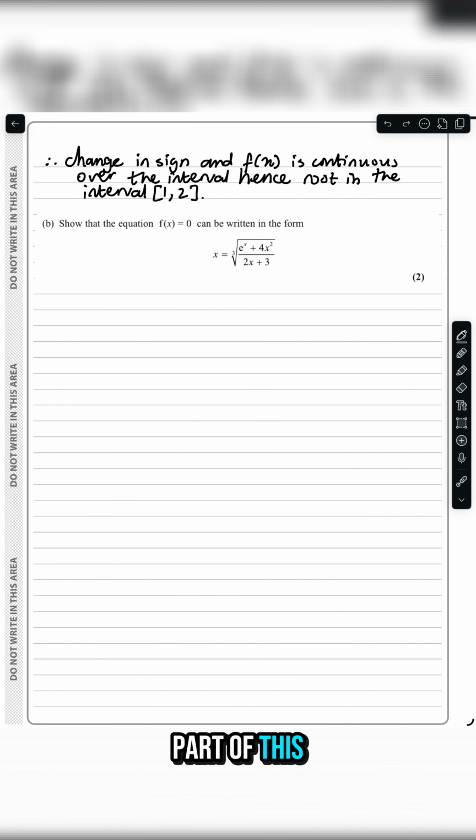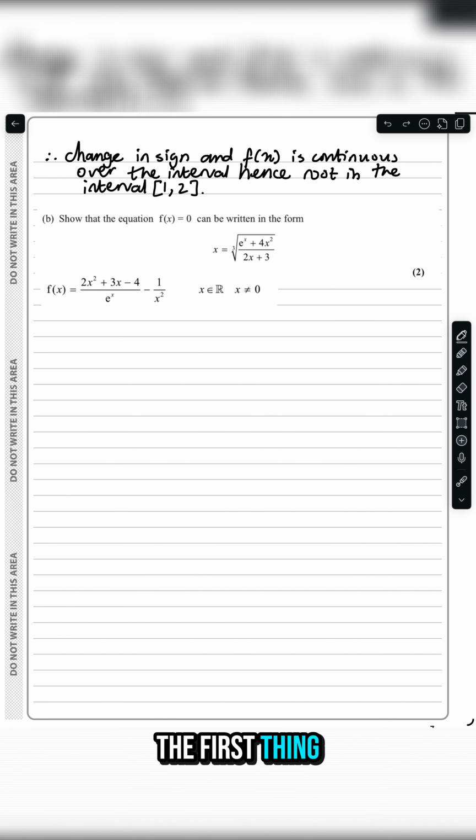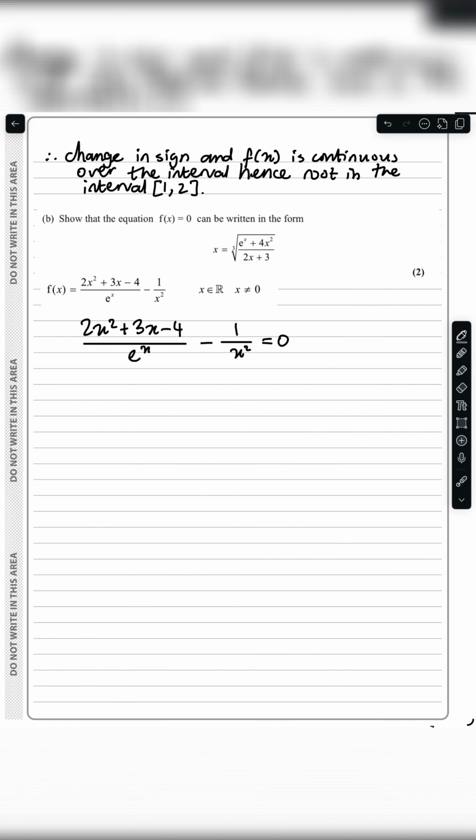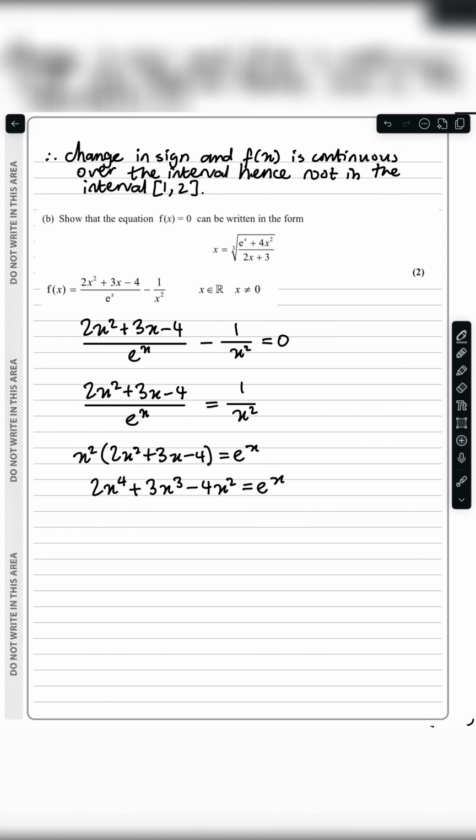In the next part of this question, we are told to show that the equation f of x equals 0 can be written in this form. So the first thing we need to do is set the function f of x equal to 0, and if we add 1 over x squared to both sides, we get this, and after cross multiplying, we get this.